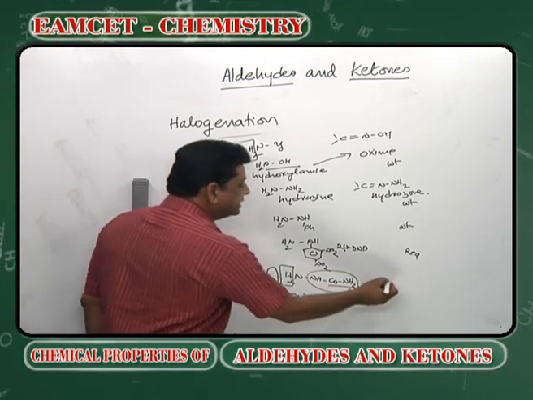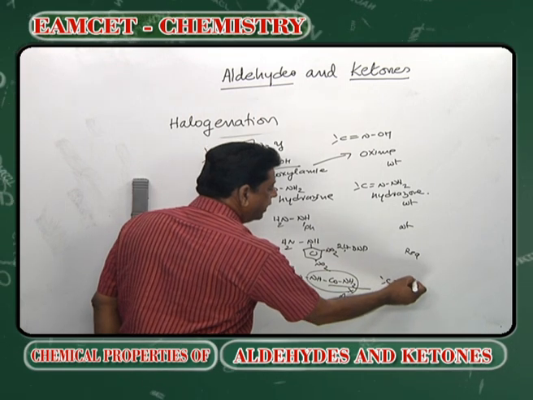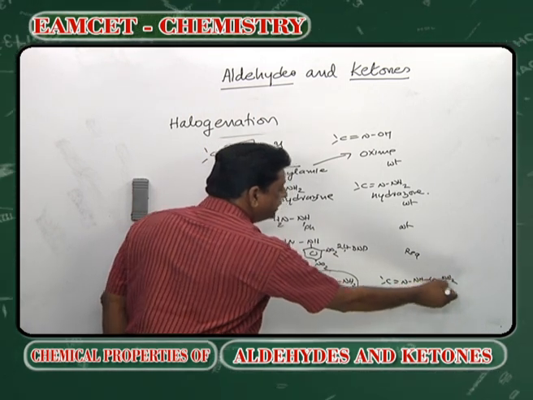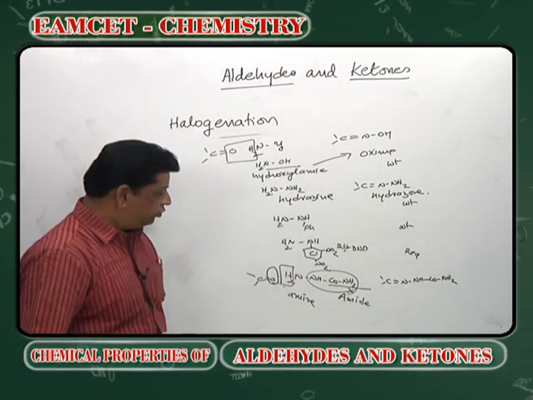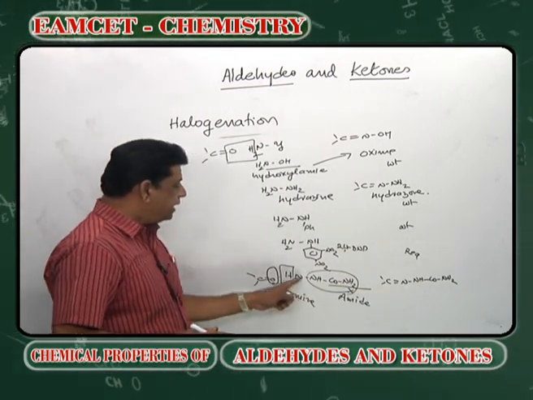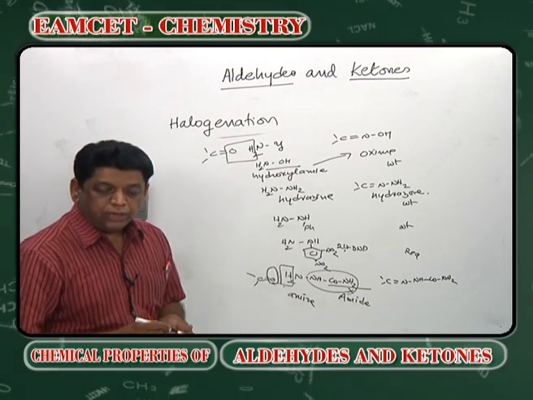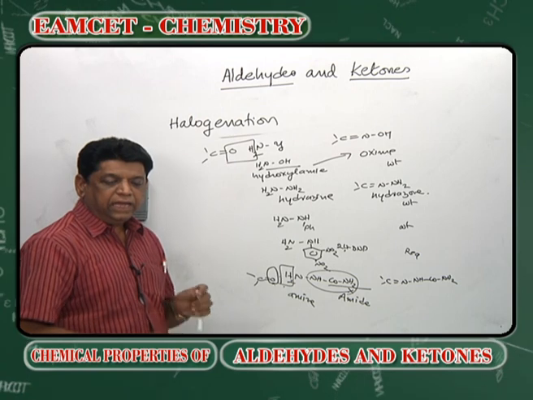You will get C double bond N NH CO NH2. These products are called semicarbazones. The reagent is called semicarbazide. That gives the semicarbazone in the answer. So answer 1 is the right answer.